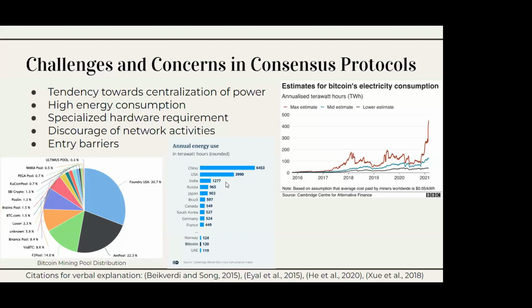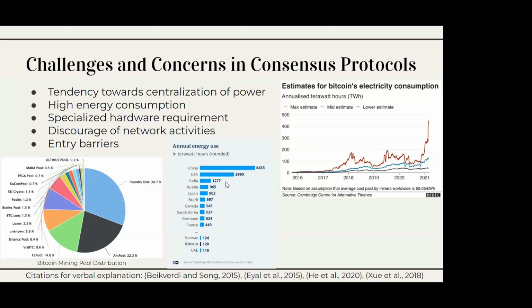So as you have seen in the pie chart on the screen, if those two large pools, Foundry USA and Antpool, come together, they have more than 51 percent of the network, which is a risk of a 51% attack. Any type of centralization should be approached with caution due to the attack we call in blockchain systems a double spending attack. So this is the tendency towards centralization trends we see in blockchain systems. As an example, I presented Bitcoin.